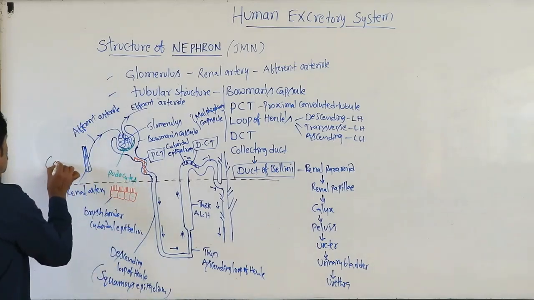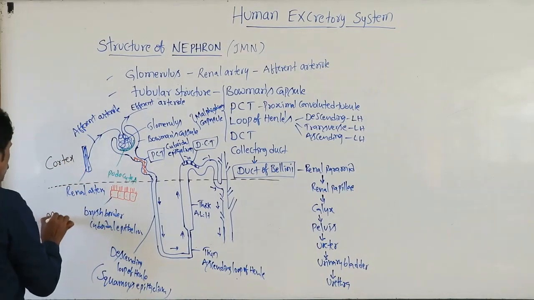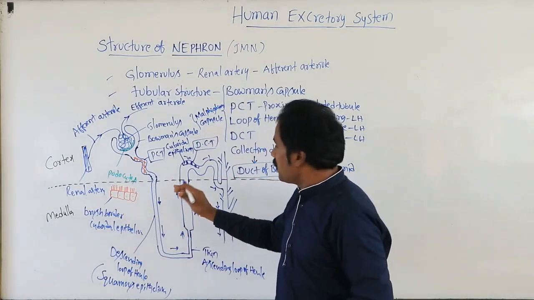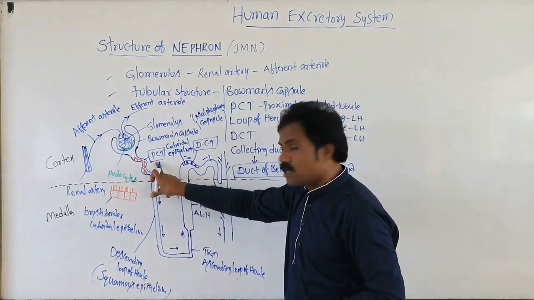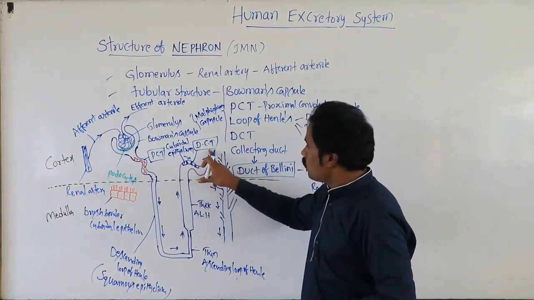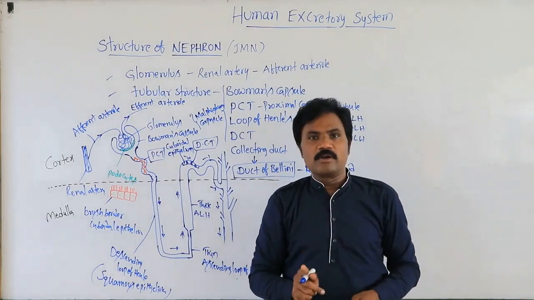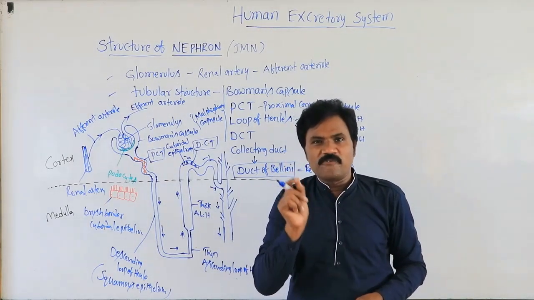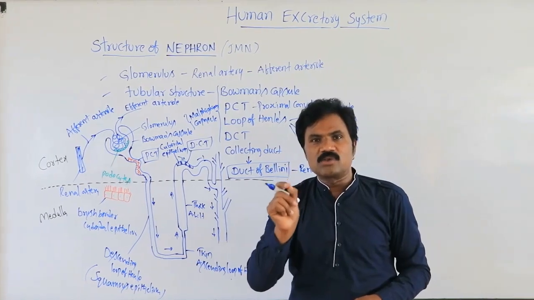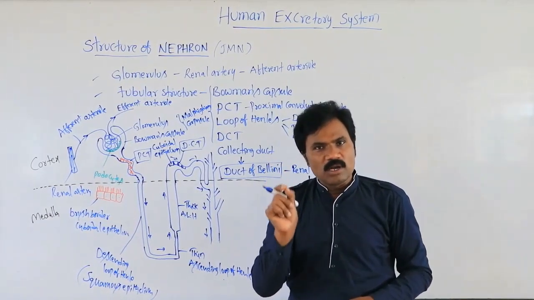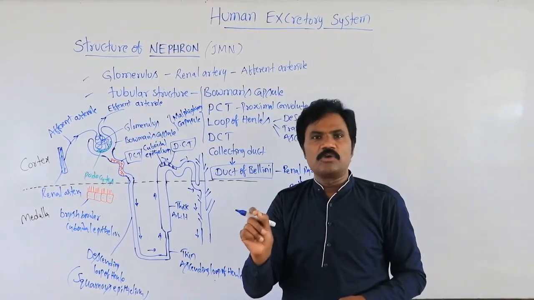This part we call the cortex, and this we call the medulla. The cortex of the kidney contains the proximal convoluted tubule, distal convoluted tubule and Bowman's capsule. That is most important from an exam point of view. Which parts of the nephron are present in the cortex region of the kidney? Write Bowman's capsule, proximal convoluted tubule, distal convoluted tubule.